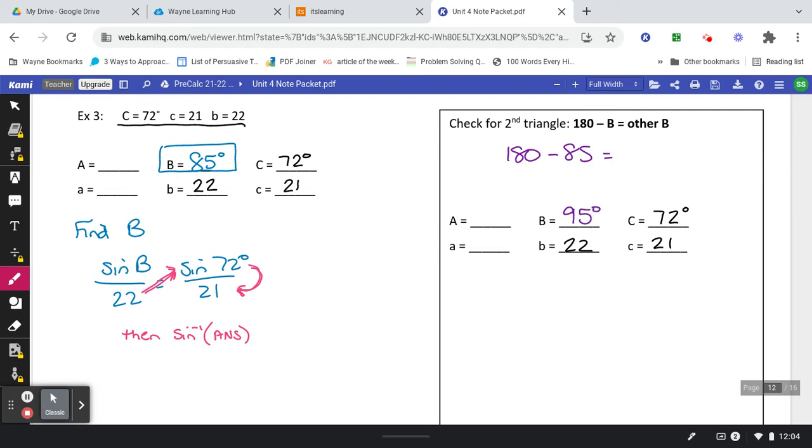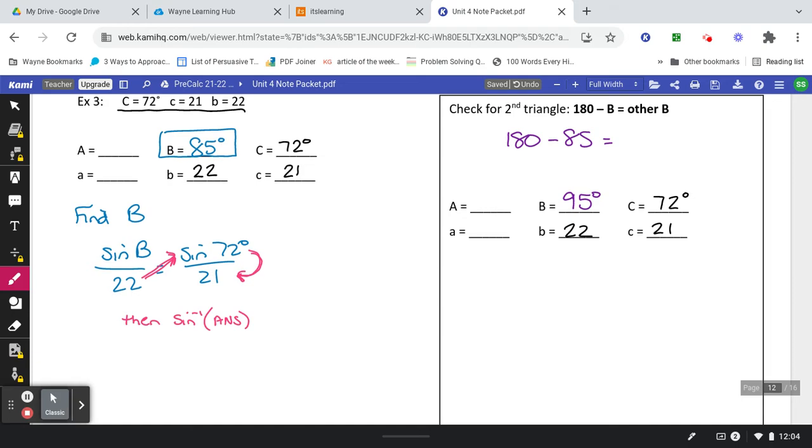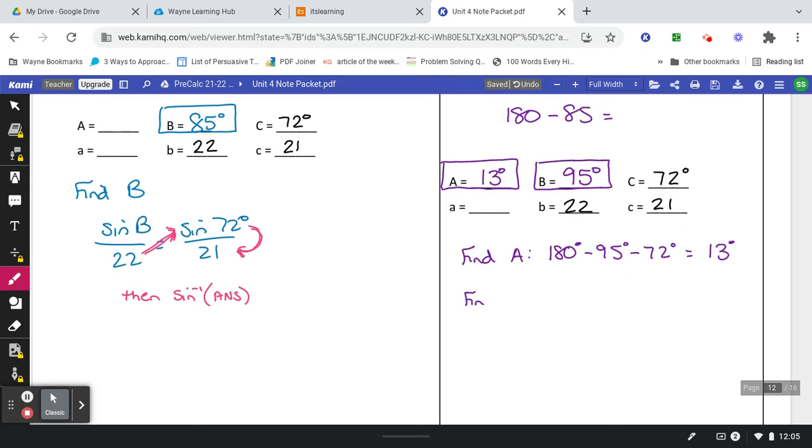Again, we still don't know if we have that second triangle. We have to go find that last angle. You do 180 minus 95 minus 72. That gets us 13 degrees. And so because I get a positive number, 13, I do know that I have a second triangle, which means I'm going to go ahead and finish this one to get all 3 answers. Last thing I'll have to do, find A.